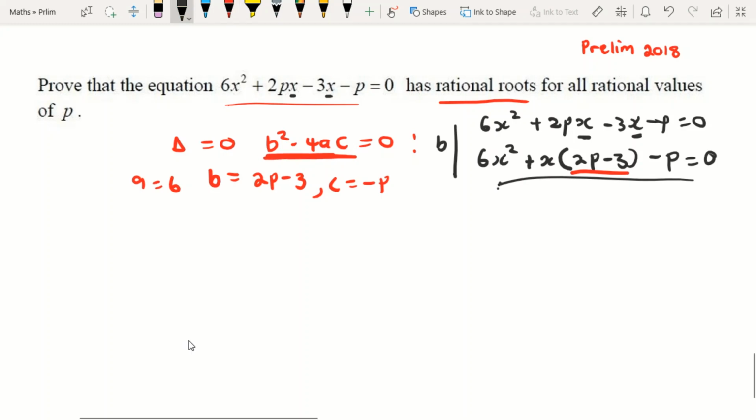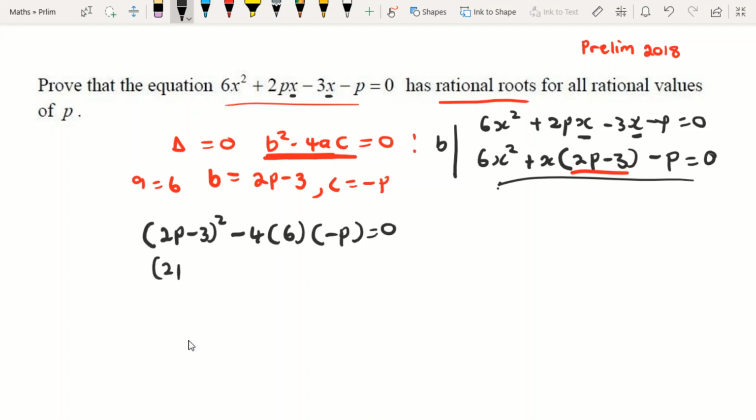So inside b squared, we're just going to write down our 2p minus 3 all squared, and minus 4 into my a, which is 6, my c, which is minus p, equals to 0. And then we have 2p minus 3 all squared, minus, obviously it's going to be minus and minus, which is plus 24p, equals to 0. So let's sort this out here, which is 2p minus 3, 2p minus 3.